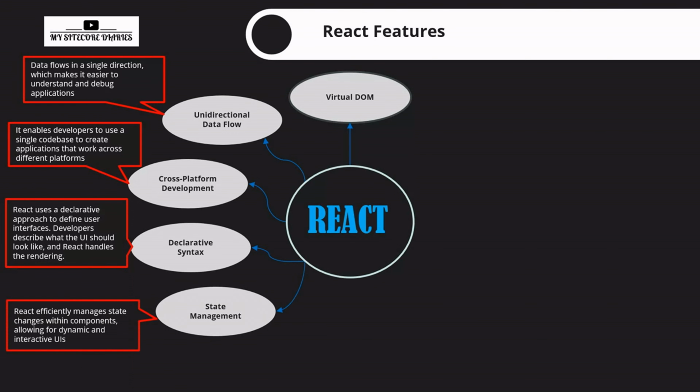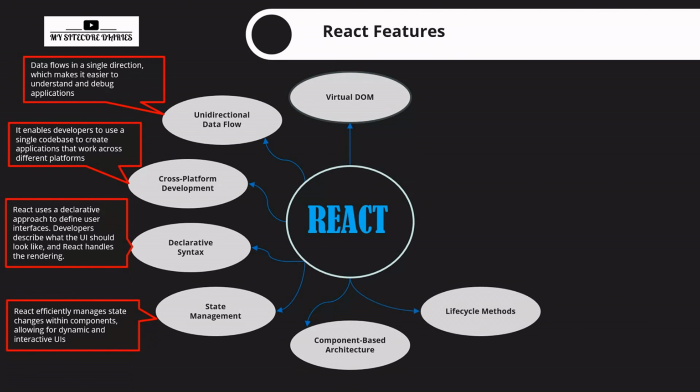State management. React efficiently manages state changes within components, allowing for dynamic and interactive UI. State is basically an object that represents the current condition or data of a component. When the state of a component changes, React automatically renders the component and updates the UI to match the new state. So state management is efficiently handled in React. Component based architecture, we already discussed this.